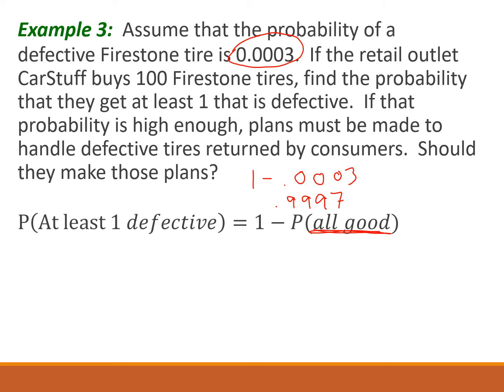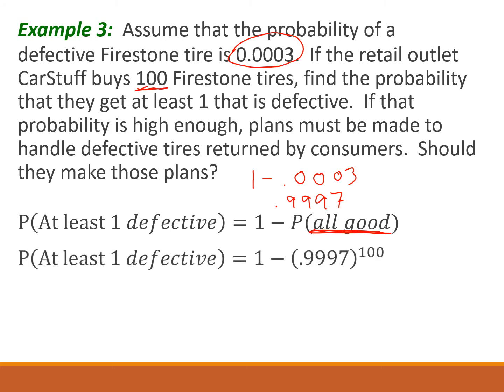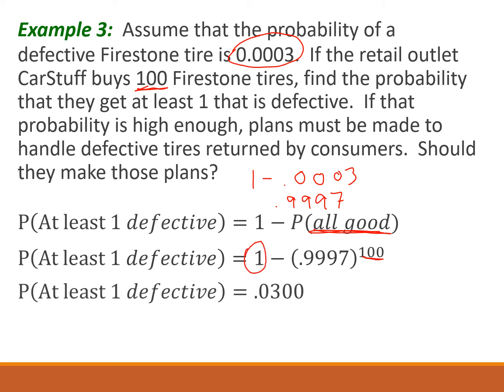Now we want that same situation to occur again and again and again 100 times. So we want to do 0.9997 to the 100th power, and that's just getting subtracted from 1. Okay, we end up getting 0.0300 as our answer. Right? This is a low enough probability where the company really doesn't have to bother making a plan to deal with defective tires.